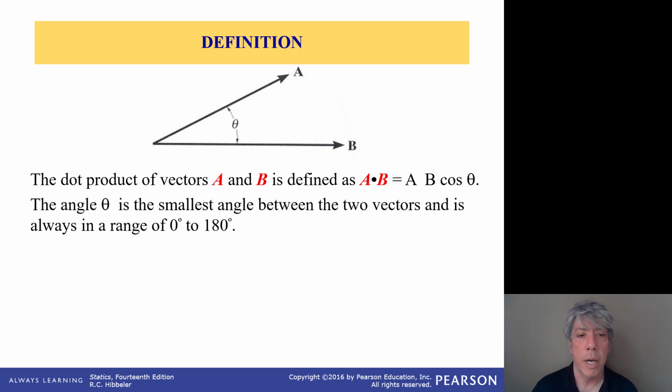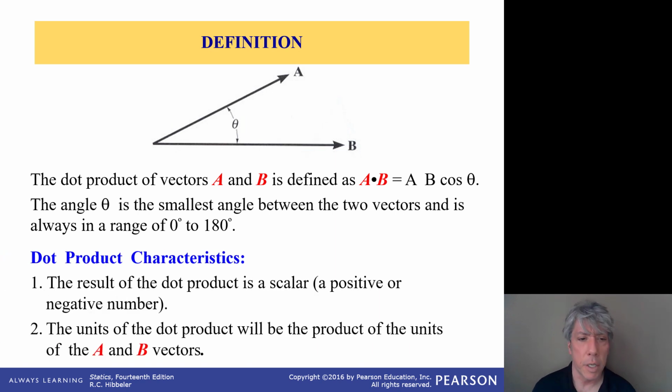Now the angle theta is the smallest angle between the two vectors, as I said, because it lies in a plane defined by A and B, and it will always be in a range of 0 to 180 degrees. So if A turns around opposite of B and then continues turning, then theta's definition would change so that it's the smaller definition. It wouldn't go above 180 degrees.